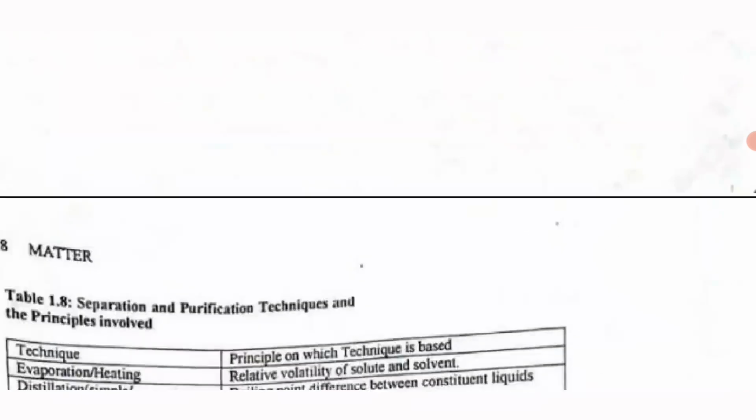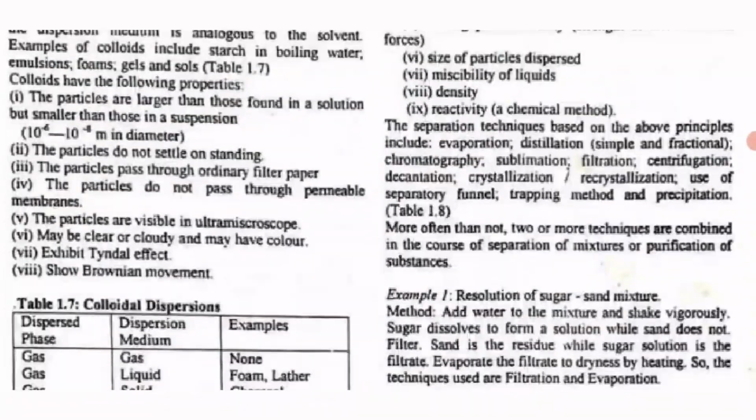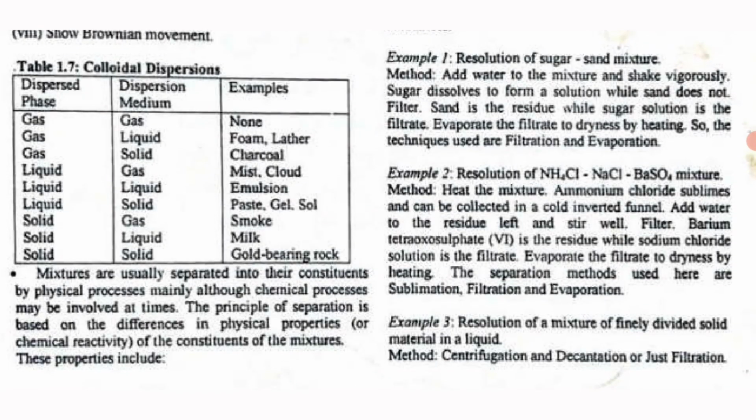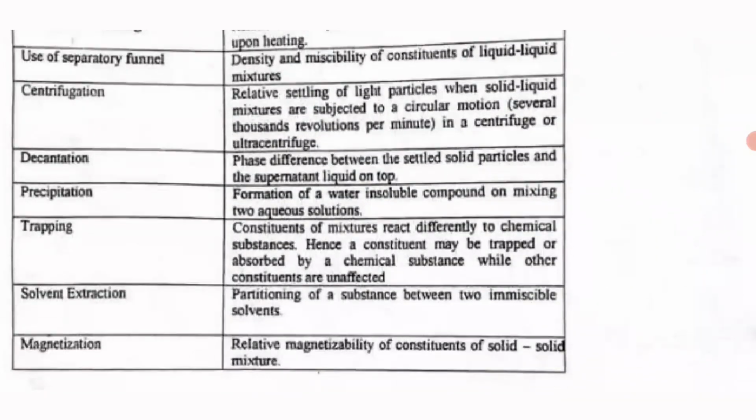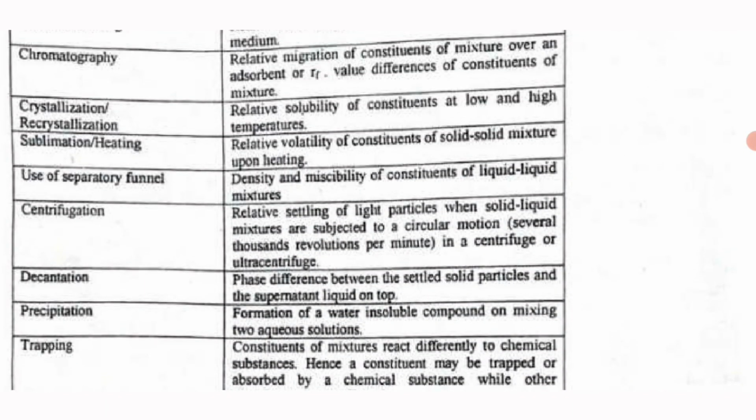Let me go back there. We talked about ammonium chloride. The ammonium chloride sublimed and was collected in a cold inverted funnel. So that's an example of sublimation. You can see that it was based on the fact that ammonium chloride has a high volatility, a low boiling point.